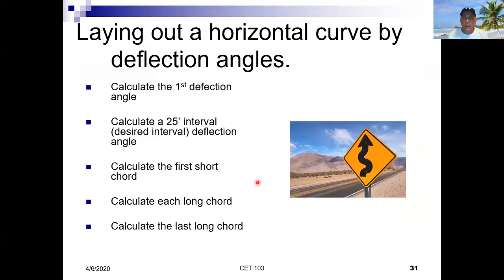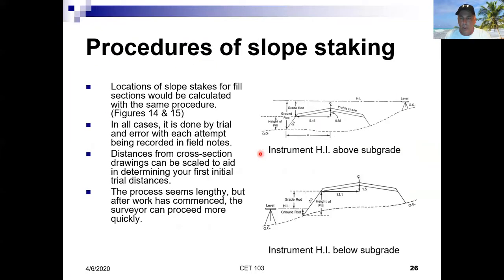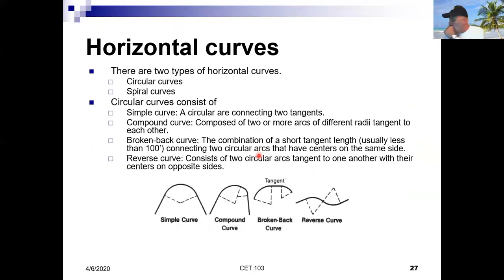I'm going to go back a few slides here because I want to start this section on horizontal curves. As you remember, last time we left off on slope staking. Today, we're going to talk about horizontal curves. In horizontal curves, there are two major types of curves that we talk about in this class, and that we usually handle in the surveying and engineering industry. Although there are different deviations of these, these are the main two types of curves.